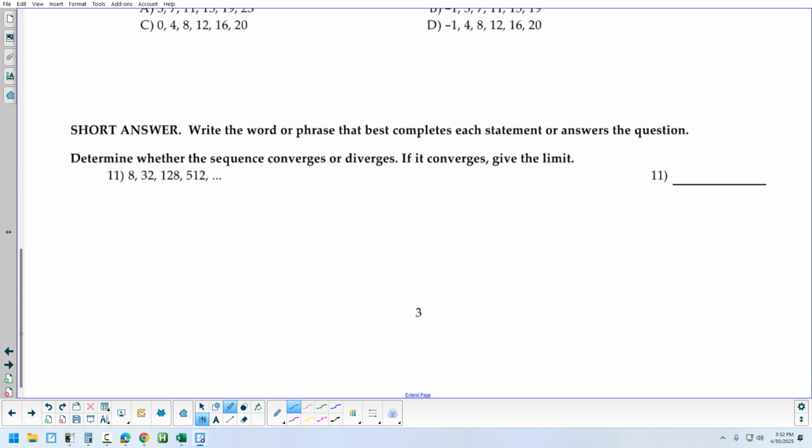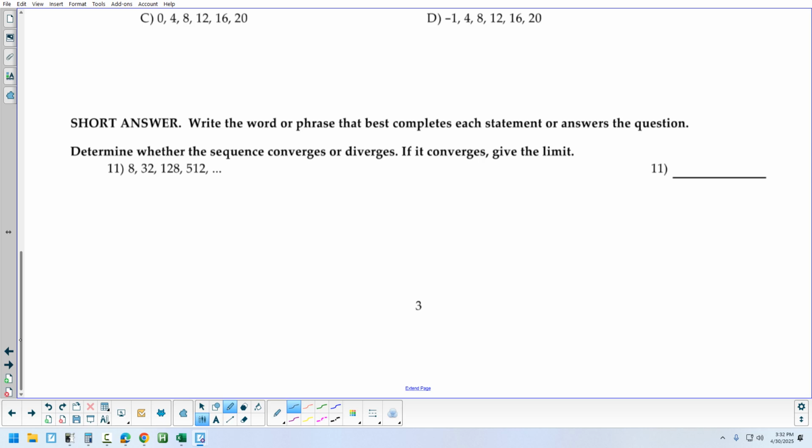Let's take a look at this one. So this is one I'm going to clarify too when we do the homework. If a sequence converges or diverges, diverges means that the numbers are getting closer to infinity. That's what diverges means. Converges means the numbers are getting closer to a value. So I'll give you an example of one that converges in a second, but let's look at this one first.